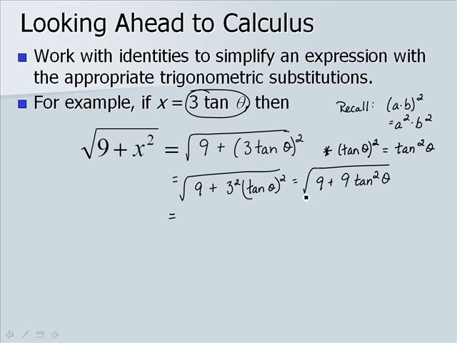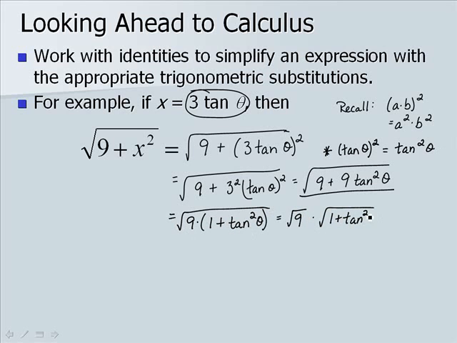Now from this step here, we can factor out a 9. So we have the square root of 9 times 1 plus the tangent squared of theta. And remember, when we're multiplying, we could split that up and say that it's the square root of 9 times the square root of 1 plus tangent squared of theta. So the square root of 9 is 3, and then we have the square root of 1 plus tangent squared of theta.